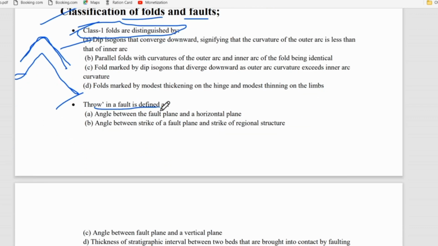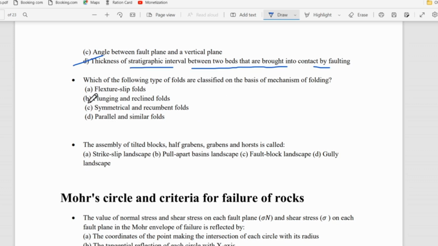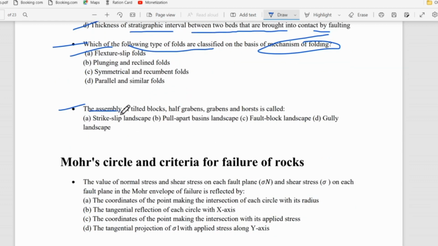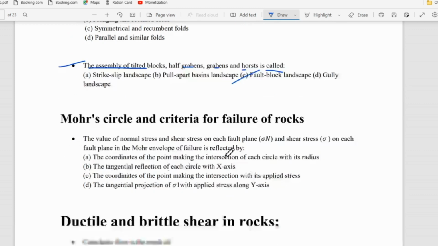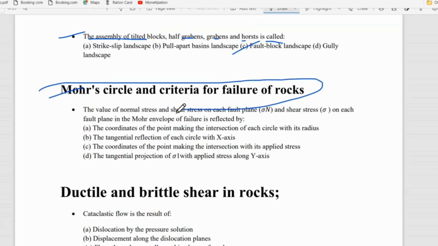Next, throw in a fault is defined as the thickness of the stratigraphic interval between two beds that are brought into contact by faulting. Next one is, which one of the following types of fold are classified on the basis of mechanism of folding? So it is flexure slip fold. Next, the assembly of tilted block, half graben host is called fault block landscape. Next topic is Mohr circle and criteria for the failure of rock.